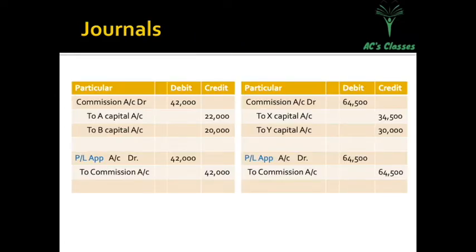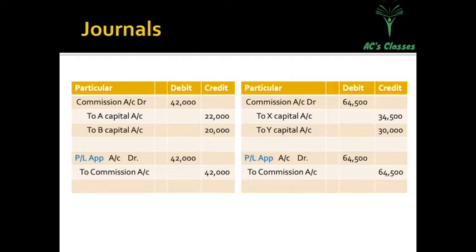Now let us understand the journal entries on the basis of the two above calculations where we had A and B and X and Y as partners. In the first sum, the commission for A was 22,000 and for B was 20,000, so the total commission came to 42,000. The journal entry is: Commission account debit 42,000, to A's capital 22,000, to B's capital 20,000. Commission is an expense for the firm, therefore it will be posted on the debit side of the profit and loss appropriation account. The journal entry passed is: Profit and loss appropriation account debit 42,000, to commission account 42,000.